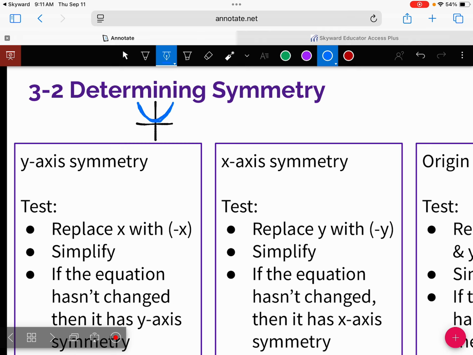Y-axis symmetry. Y-axis symmetry is also called being even. So if it asks us to look at something as even or not, y-axis symmetry is also called being even.